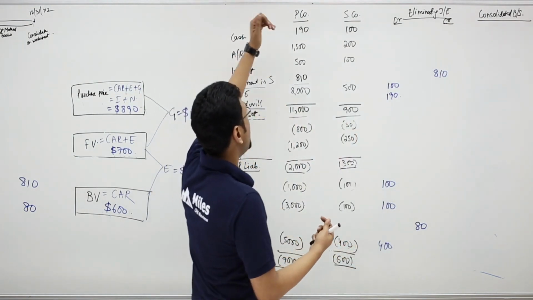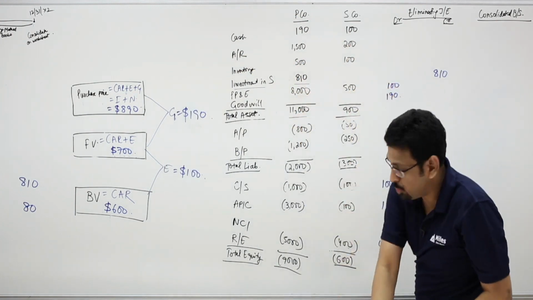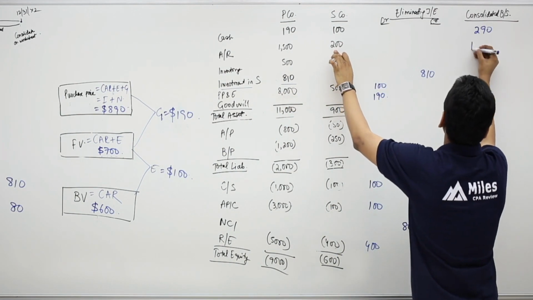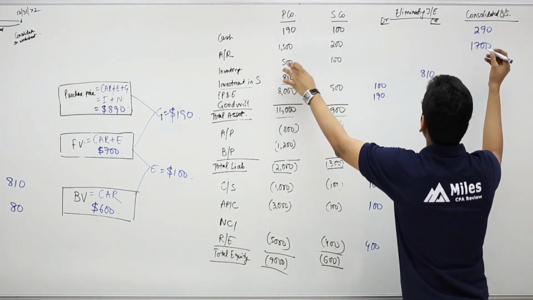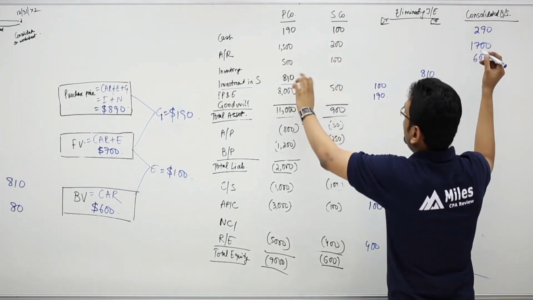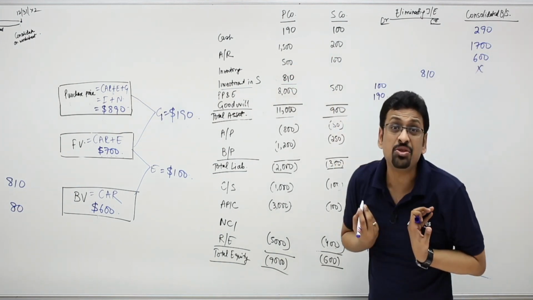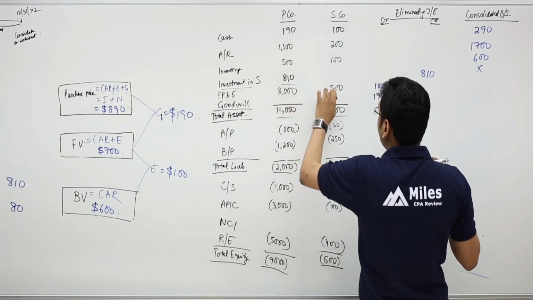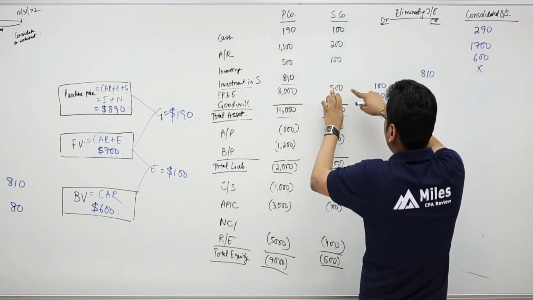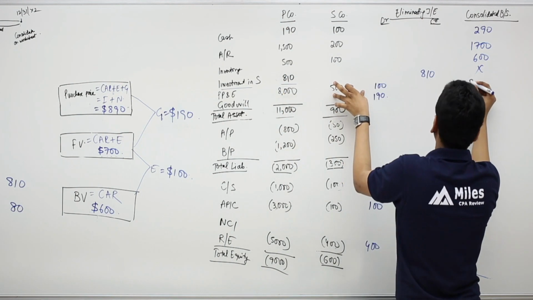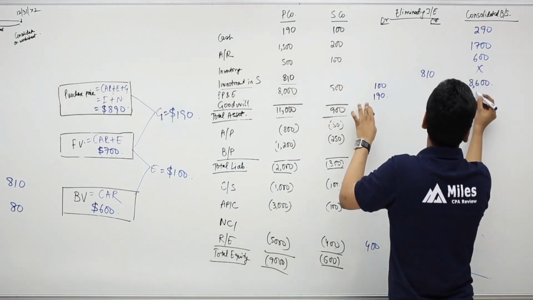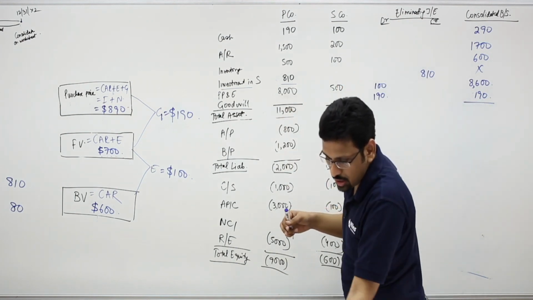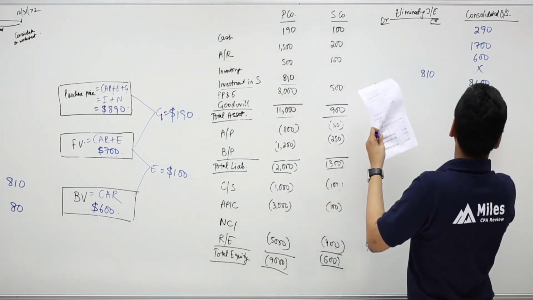So guys, my cash, your cash, let's put our cash 290. My receivables, your receivables, our receivables 1700. My inventory, your inventory 600. Investment knocked off. I can't have an investment in myself. PP&E 8,000 for the parent, 500 for the sub. But sub, that's at fair value. So 500 plus 100, 600 gets 8,600. Goodwill 190, residual on acquisition. So now this total is 11,380.